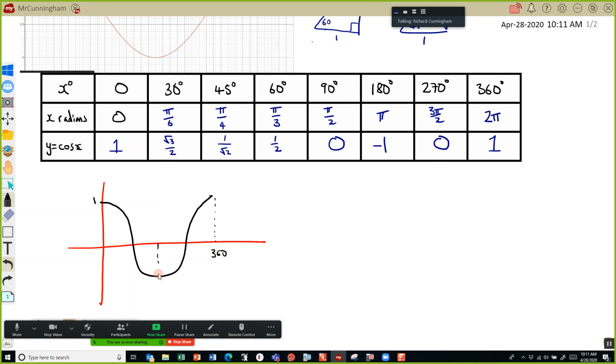The end point is 360. Halfway is 180. Where it crosses the x-axis is 90, and where it crosses here is 270. That is my sketch, okay? This tells me so much information. Cos of 0 is 1. Cos of 90 is 0. Cos of 180 is -1. Cos of 270 is 0. Cos of 360 is 1. And then I can work out the other values for 30, 45, and 60 just using the triangles.